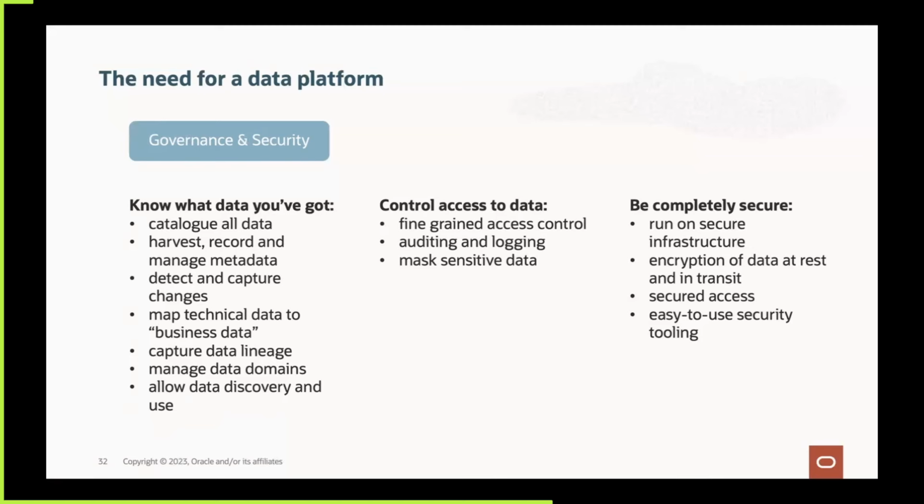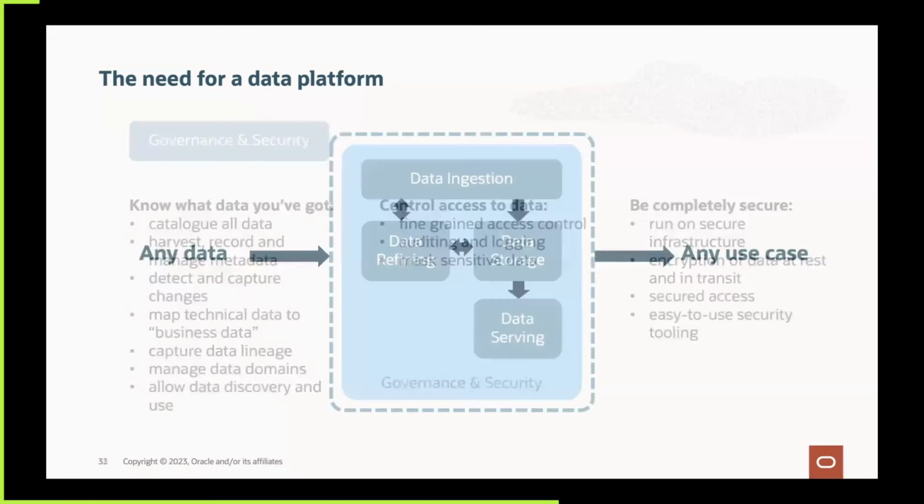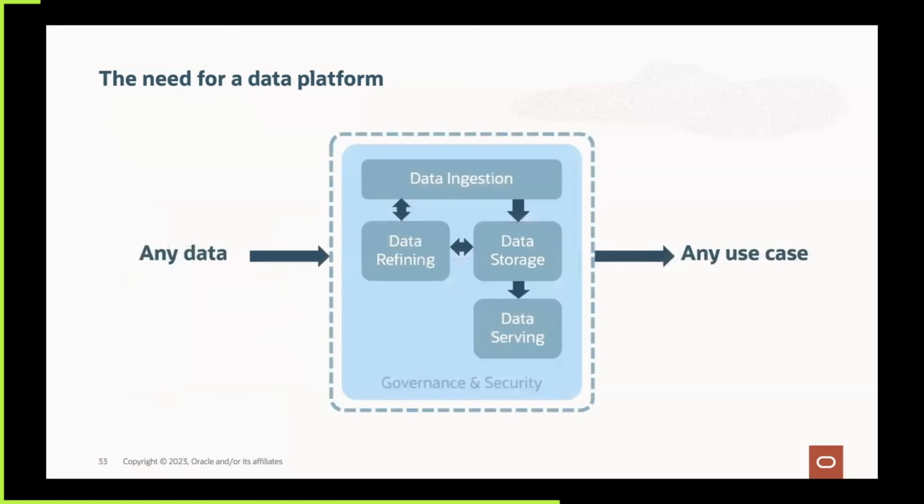And given that the data platform can store any data, security is paramount. The infrastructure should be secure, and access to the platform and to the data that it contains should be controlled. All data at rest and in transit should be encrypted, and all of this should be done through easy-to-use tooling. So to summarize so far, the data platform should be able to capture any data, store it and persist it, and deliver it for any use case.